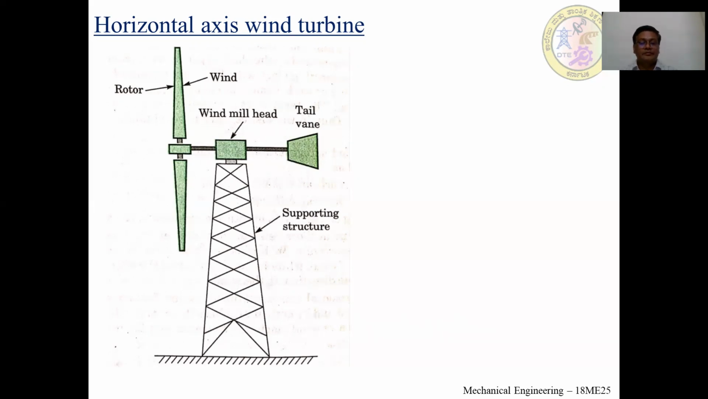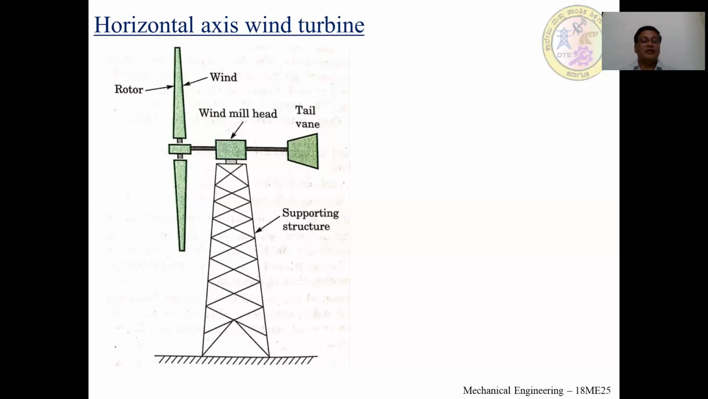And the number of blades: the number of blades starts from a single blade to multiple blades. So nowadays in most horizontal axis wind turbines, they prefer 3 blades. So by using 3 different aerofoil blades, we can run the horizontal axis wind turbine. This is about the rotor blades.